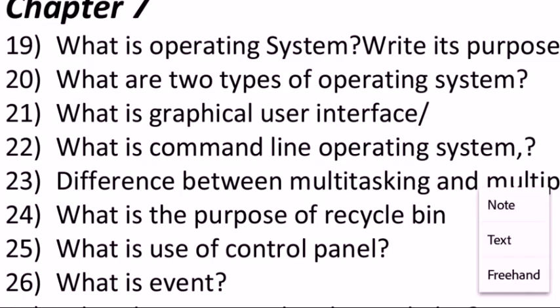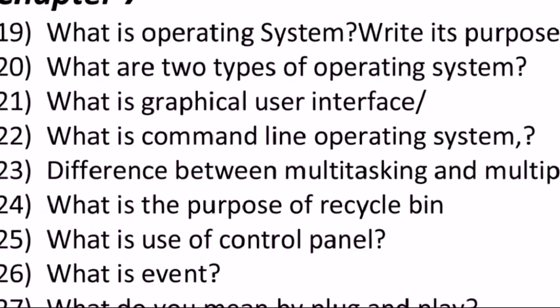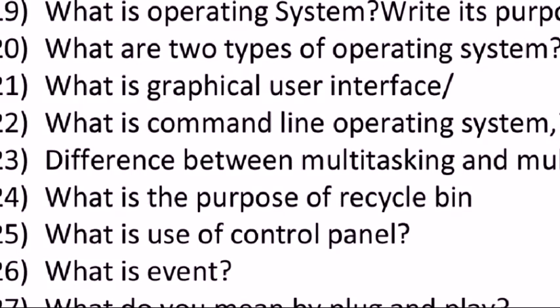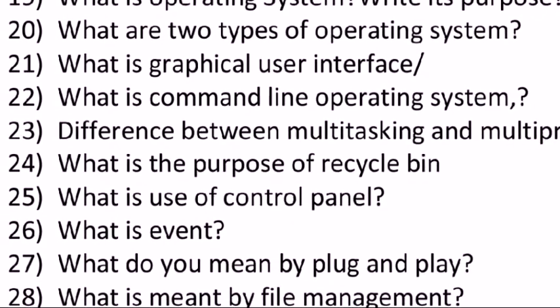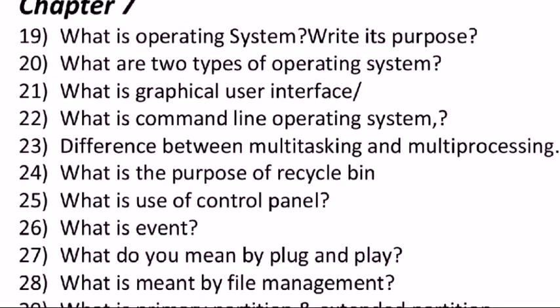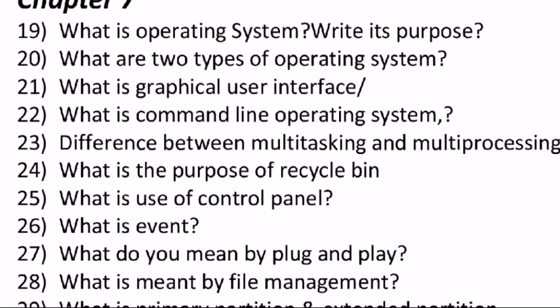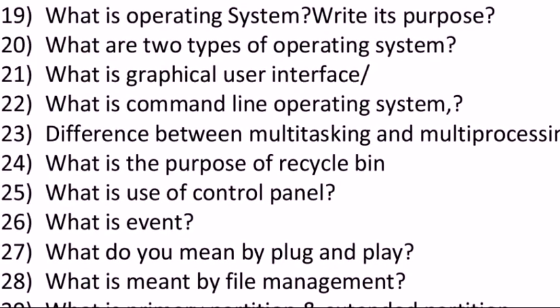Chapter 7. 1. What is operating system? Write its purpose. 2. What are two types of operating system? 3. What is graphical user interface? 4. What is command line operating system? 5. Difference between multitasking and multiprocessing.